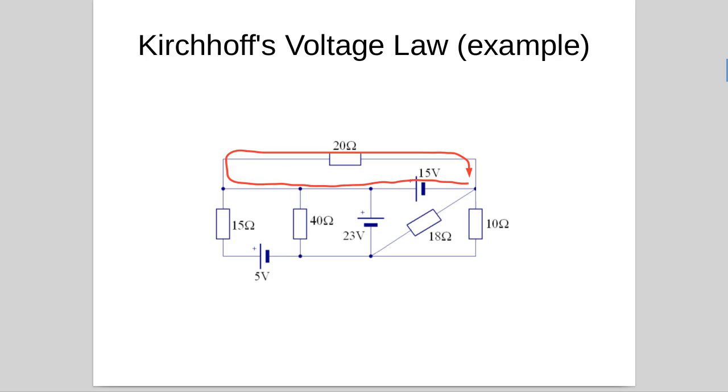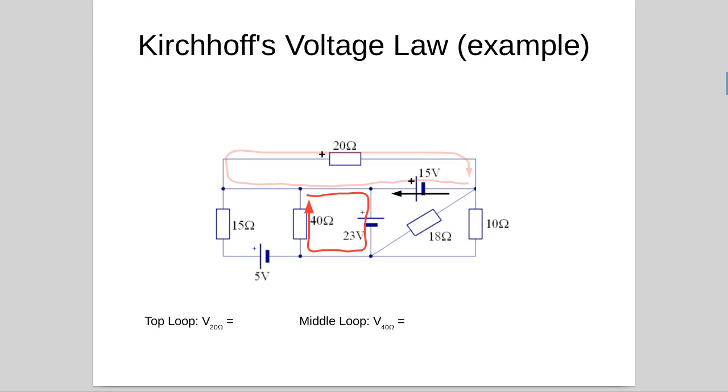There are more loops that we could check, but under Kirchhoff's voltage law, what we're looking for is that the sum of the voltages around any loop come to zero. So I'm going to look at the top loop and the middle bottom loop first. The reason I'm doing this is because both the top loop and the middle bottom loop are simple. There's a single voltage supply and a single resistor.